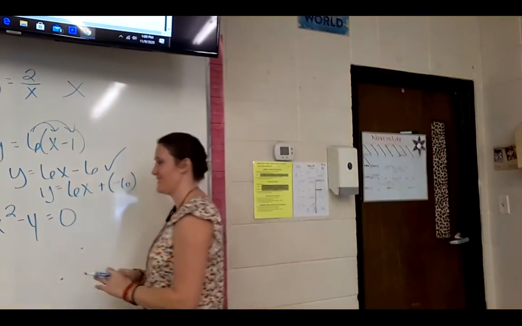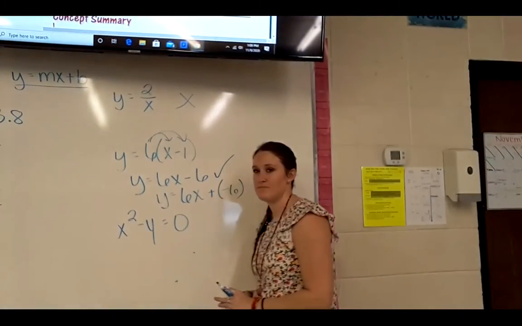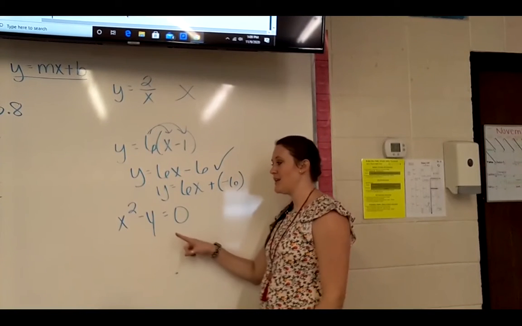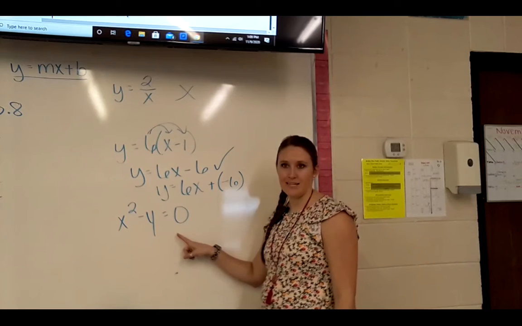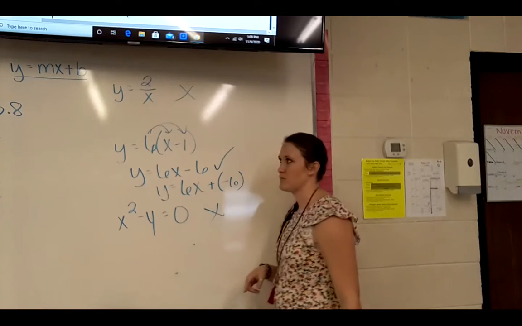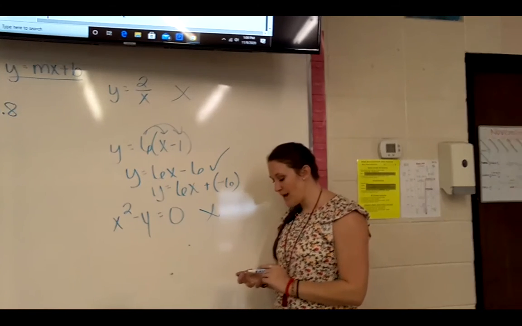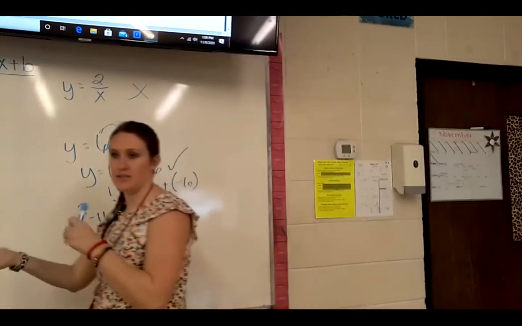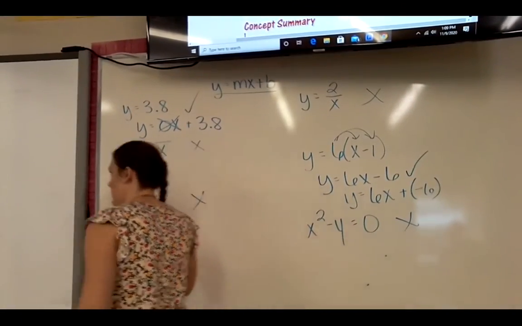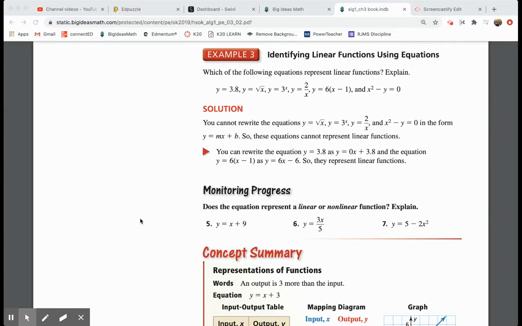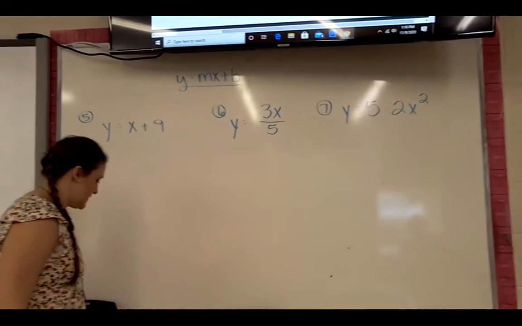You don't have to solve anything. And then the last one, it has an exponent. So is it going to be linear? No. So right now we're still just determining if stuff is linear or nonlinear. Okay? So, try 5, 6, and 7. You're trying to get them in the form y equals mx plus b and tell me if they're linear or nonlinear. Okay, 5, 6, and 7.